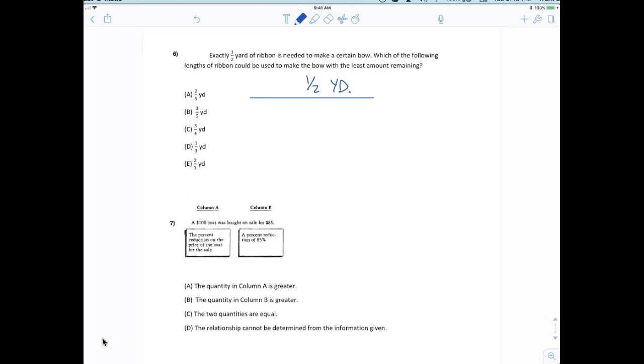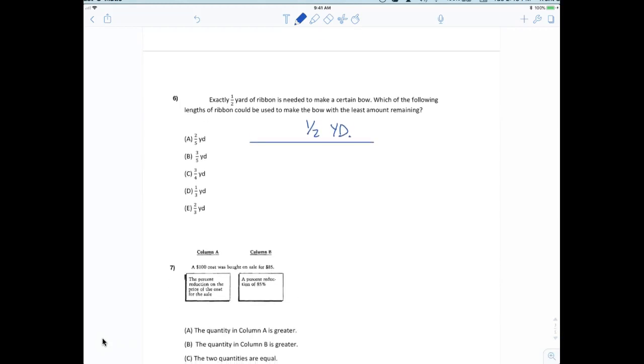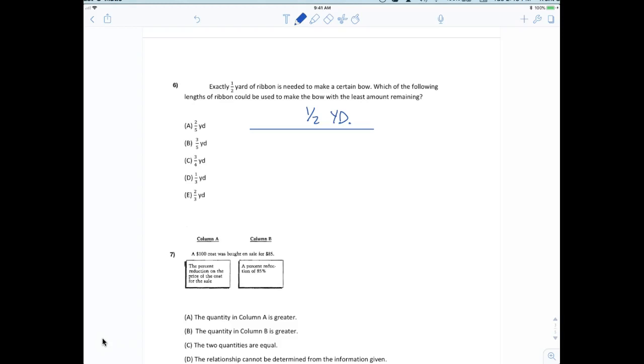What one can I cross out automatically? What 2 can I cross out automatically? It takes a 1/2 yard to make the bow. C, 1/3. Why can I cross out 1/3? Because 1/2 is 50% and 1/3 is 30. Was 1/3 more than 1/2 or less than 1/2?